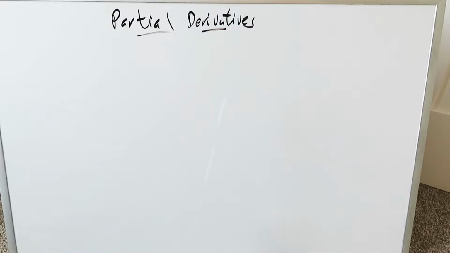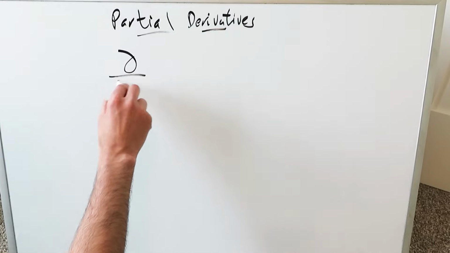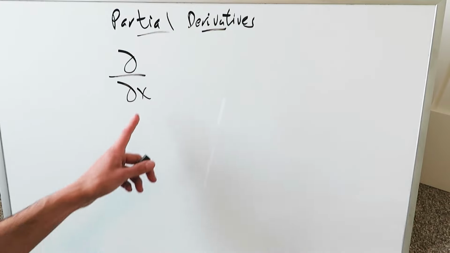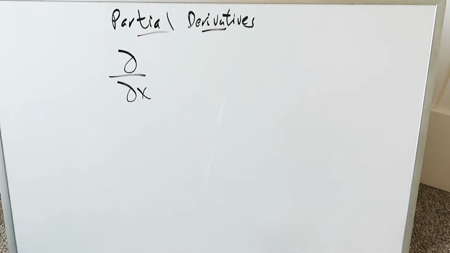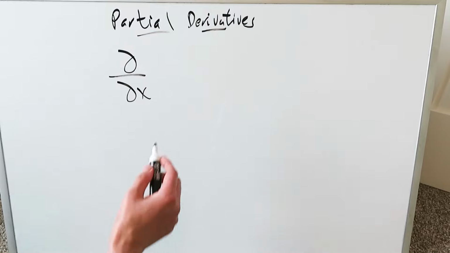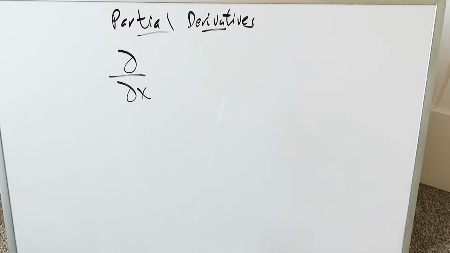regards to that variable. The nomenclature for partial derivatives is this: the partial derivative with respect to x or any variable you're interested in. The methodology behind partial derivatives is not hard by any means. It's an extension of what you already know with regards to derivatives, and the best way to show you that is by a number of examples.